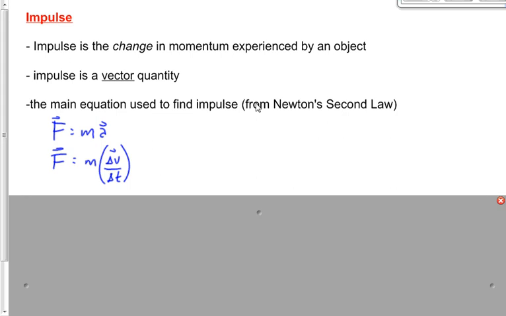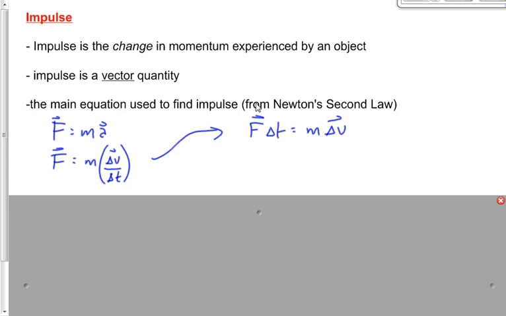Okay. Let's rearrange a little bit, just a little bit. Let's take the t up by multiplying. It becomes F times t is equal to m times delta v. What's m times v equal to? Listen carefully. Not what's m times delta v. What's m times v equal to? Momentum at a specific moment in time.